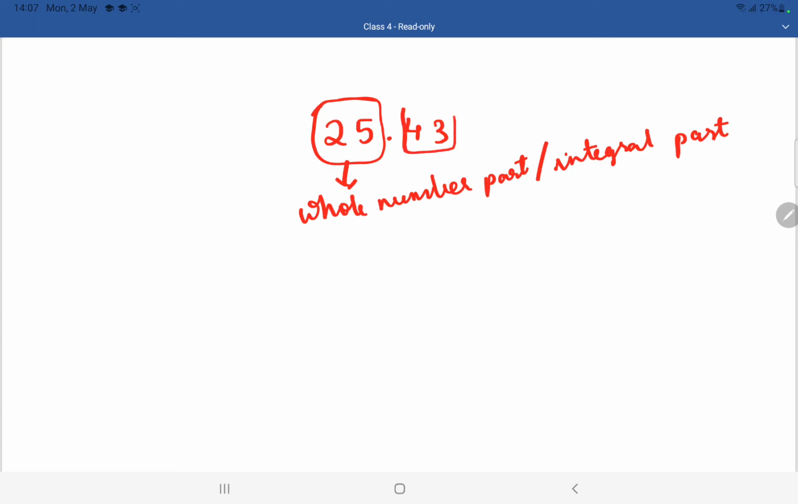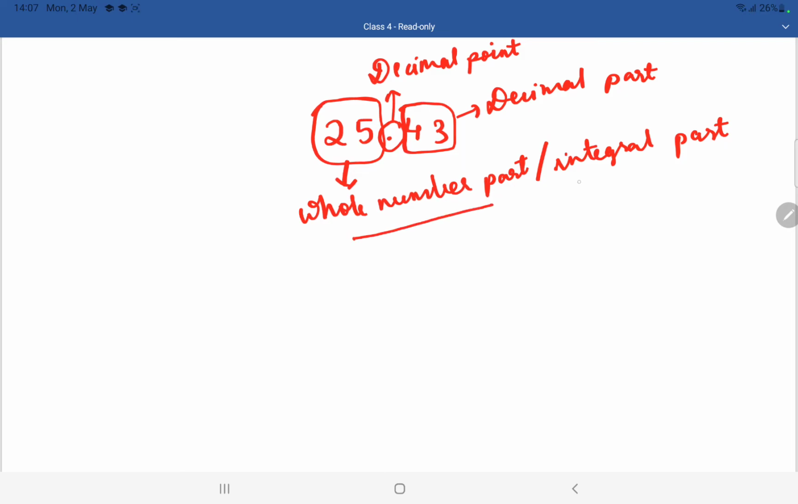Whereas the numbers after the decimal are known as the decimal part. This dot which is there is known as the decimal point. So the digits which are there before the decimal point are known as the whole number part or integral part, and the digits which are there after the decimal point are known as the decimal part.